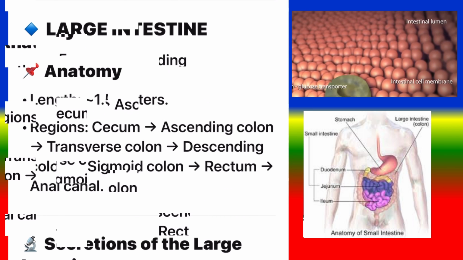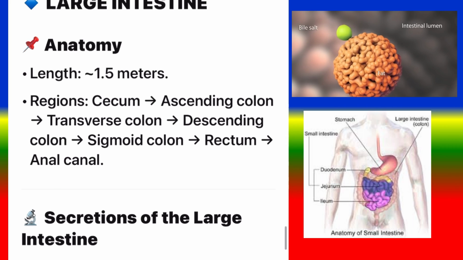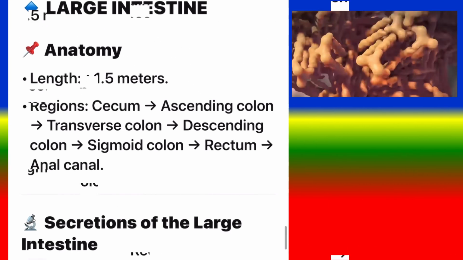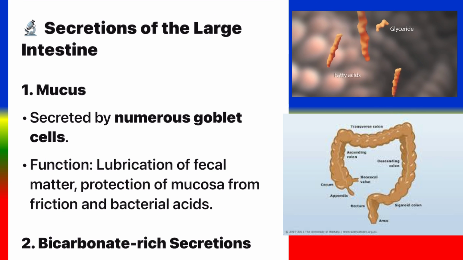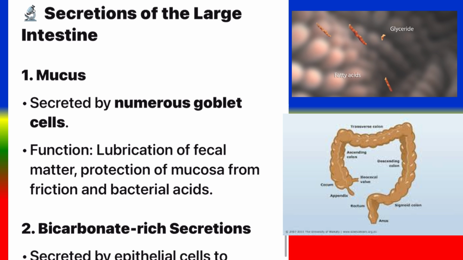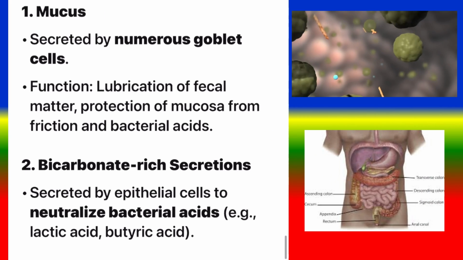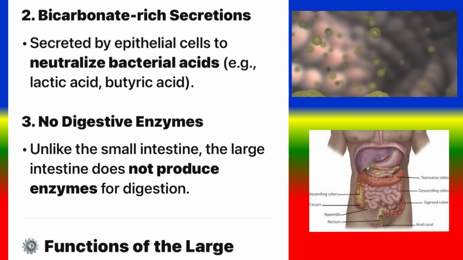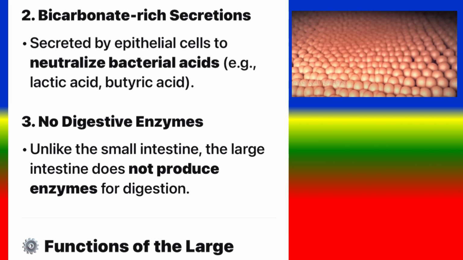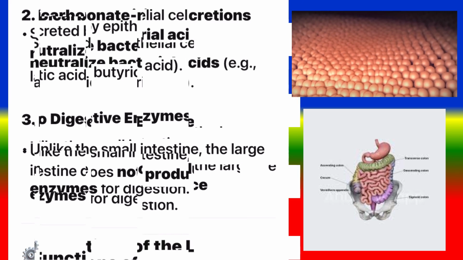Anatomy of the large intestine. Length 1.5 meters. Regions: cecum, ascending colon, transverse colon, descending colon, sigmoid colon, rectum, anal canal. Secretions of the large intestine. 1. Mucus, secreted by numerous goblet cells, for lubrication of fecal matter and protection of the mucosa from friction and bacterial acids. 2. Bicarbonate-rich secretions, secreted by epithelial cells to neutralize bacterial acids, e.g. lactic acid, butyric acid. 3. No digestive enzymes. Unlike the small intestine, the large intestine does not produce enzymes for digestion.